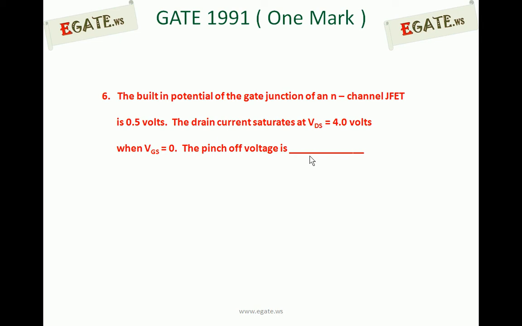The given thing is the built-in potential of the gate junction for an n-channel JFET, and when the drain current gets saturated, that is, becomes constant, is also given. We need to calculate the pinch-off voltage. First of all, we should know the pinch-off voltage definition. The correct answer for this question is minus 4 volts. We see the details now.